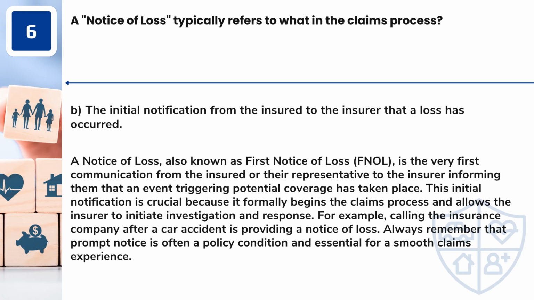Answer: B. The initial notification from the insured to the insurer that a loss has occurred. Explanation: A notice of loss, also known as first notice of loss, FNOL, is the very first communication from the insured or their representative to the insurer informing them that an event triggering potential coverage has taken place. This initial notification is crucial because it formally begins the claims process and allows the insurer to initiate investigation and response. For example, calling the insurance company after a car accident is providing a notice of loss. Always remember that prompt notice is often a policy condition and essential for a smooth claims experience.